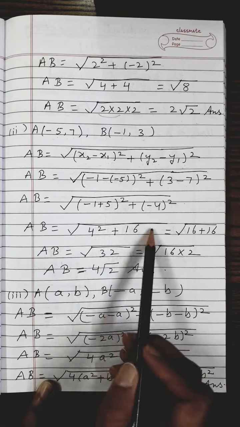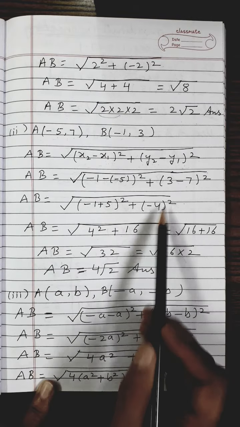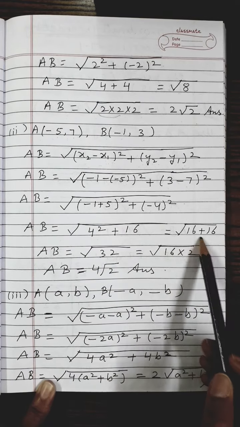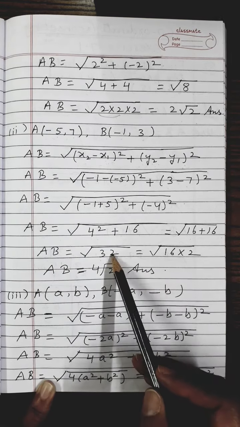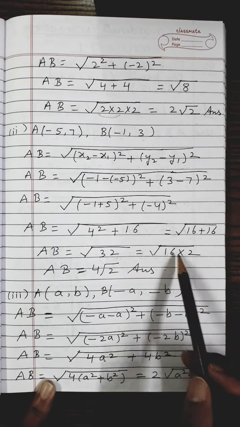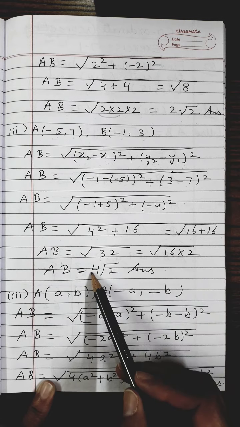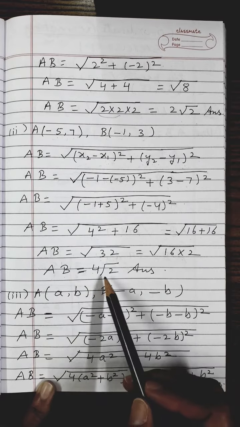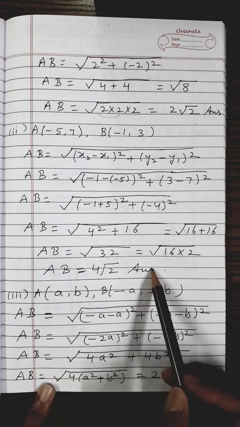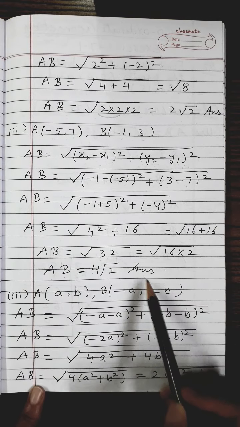Next step, AB equals, this gives you 4 square, which is 16. So this becomes 16 plus 16, which gives you AB equals root 32. 32 can be written as 16 into 2. Square root of 16 is 4, so I can take 4 outside the square root sign. So your final answer will become AB equals 4 root 2. So this is the answer for your second part. Come to the third part.